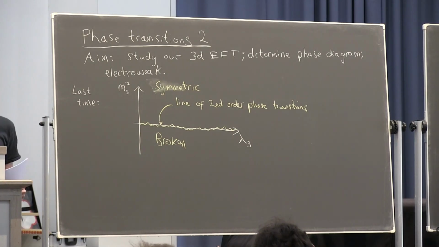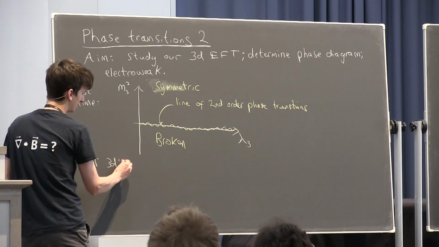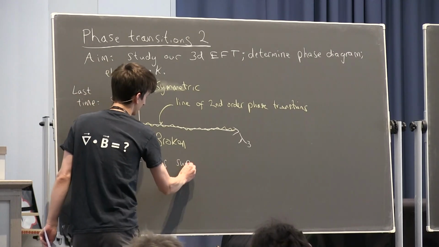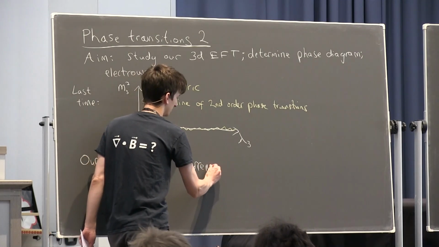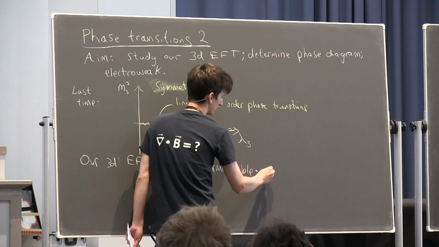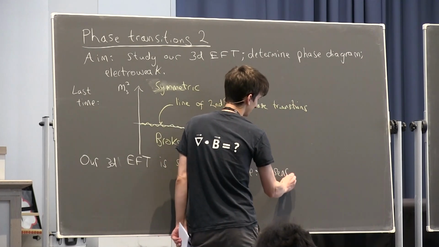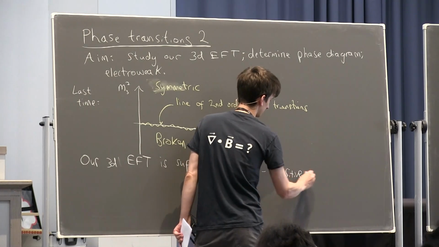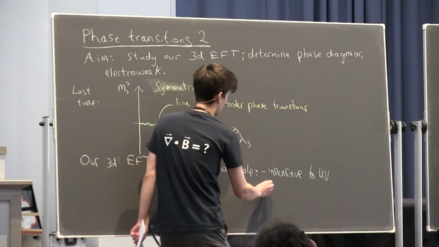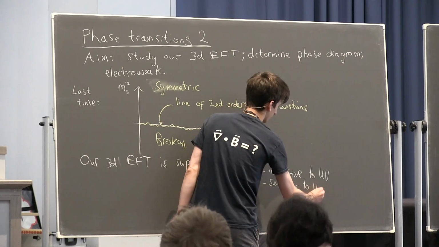And one of the things to pick up to start with is our 3D EFT, and we chatted about this in the exercises, is super renormalizable. Which means it's essentially insensitive to the ultraviolet. Couplings don't run, essentially, but it's sensitive to the infrared.